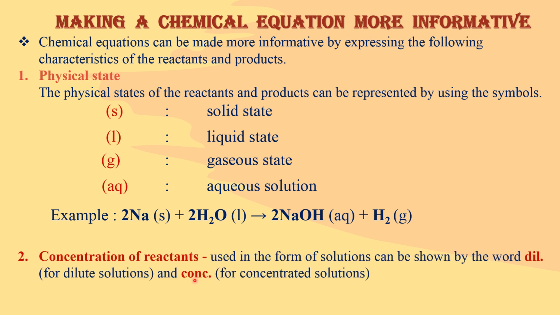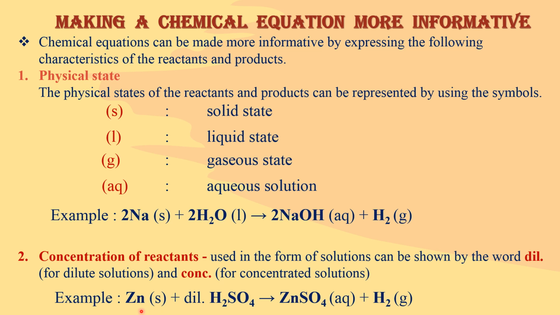Next, concentration of the reactants. The concentration of the reactants used in the form of solutions can be shown by the word DIL for dilute solution and CONC for concentrated solution. For example, here zinc, which is in solid state, reacts with dilute sulfuric acid to give zinc sulfate, which is present as aqueous solution, and hydrogen, which is present as gaseous state.